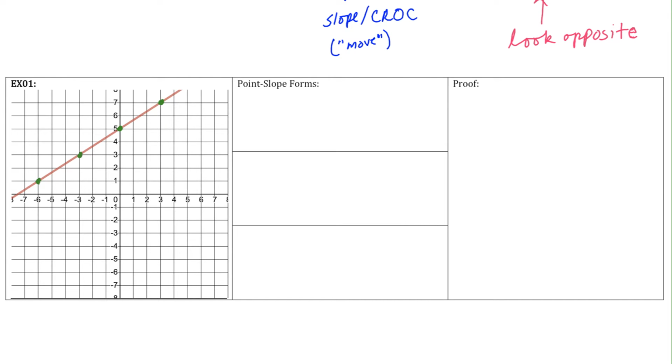So let's figure out what the slope is. Up 2, right 3. Up 2, right 3. So the m is up 2, right 3. That's a positive over a positive, which is a positive. So right away we can put 2 over 3 as our slope.